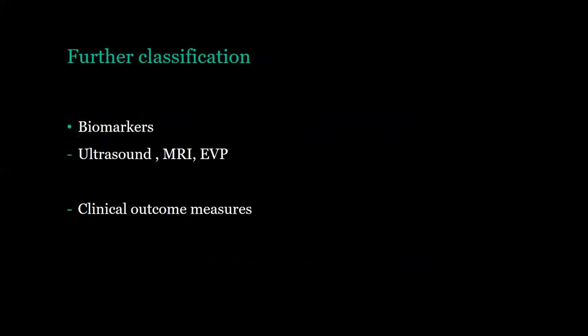Now we come to the further classification of outcome measures. There are subtypes of outcome measures known as biomarkers and clinical outcome measures. Now, what do you mean by biomarkers? According to WHO, biological markers can be any physiological state which can be measured in the body. It can show whether the cellular structures are normal or they are working properly, or physiological processes which are functioning normally, and usually they are picked up by ultrasound, MRI, evoked potentials, etc.